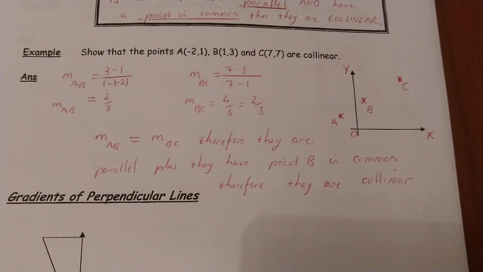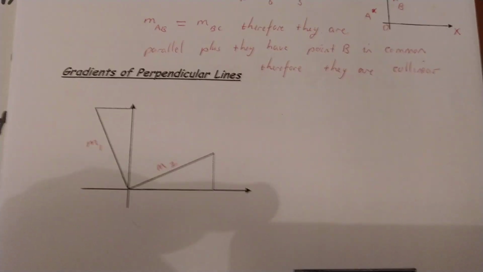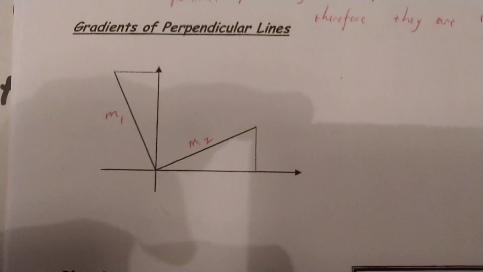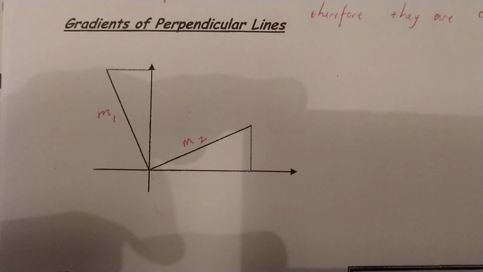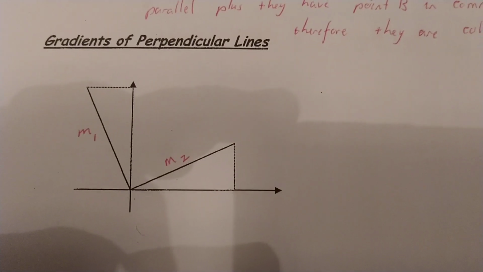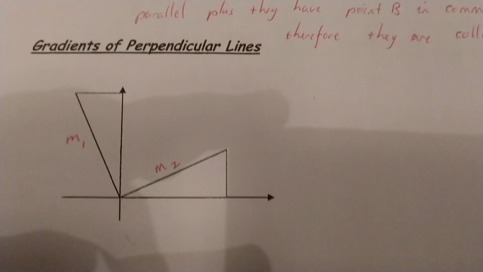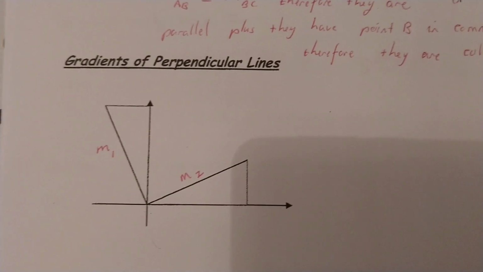All right, second topic, perpendicular lines. Perpendicular, a fancy maths word meaning at 90 degrees. So perpendicular lines are lines which meet or cross at 90 degrees. What can we say about perpendicular lines here?